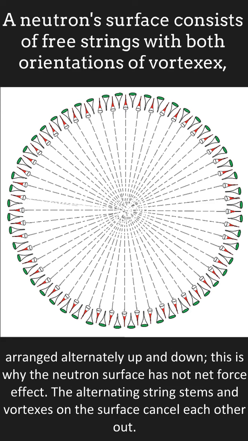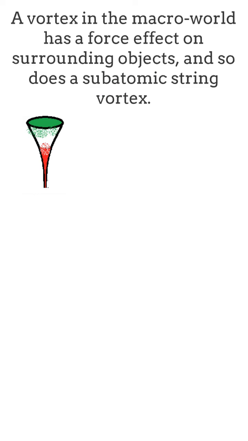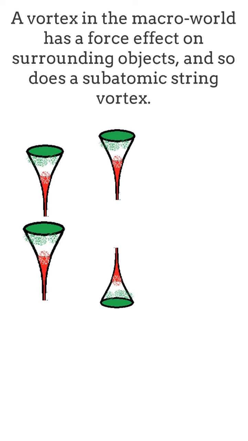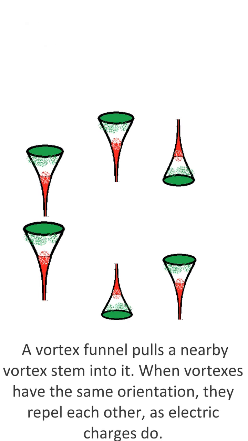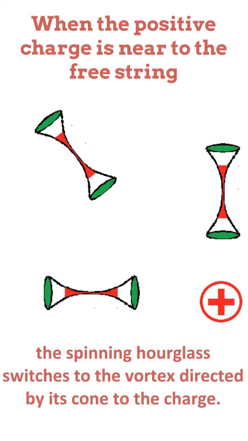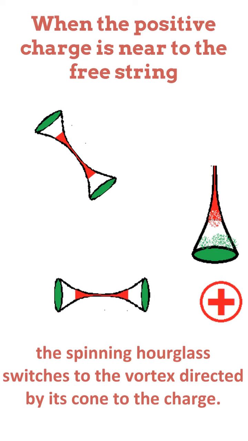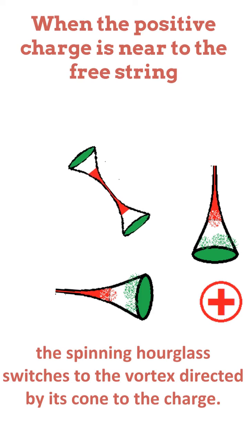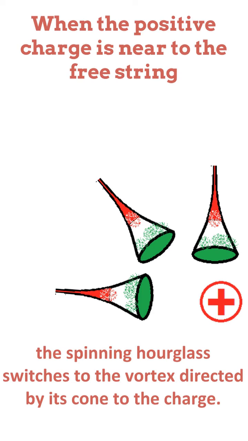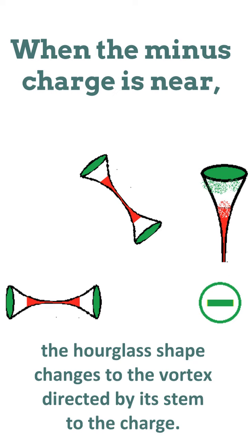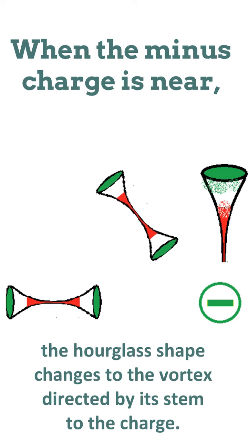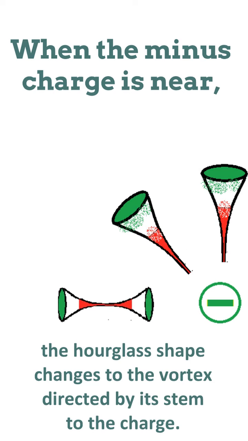A vortex in the macro world has a force effect on surrounding objects, and so does a subatomic string vortex. A vortex funnel pulls a nearby vortex stem into it. When vortexes have the same orientation, they repel each other, as electric charges do. When the positive charge is near to the free string, the spinning hourglass switches to the vortex directed by its cone to the charge. When the minus charge is near, the hourglass shape changes to the vortex directed by its stem to the charge. The changes run in time and therefore there is dynamics.